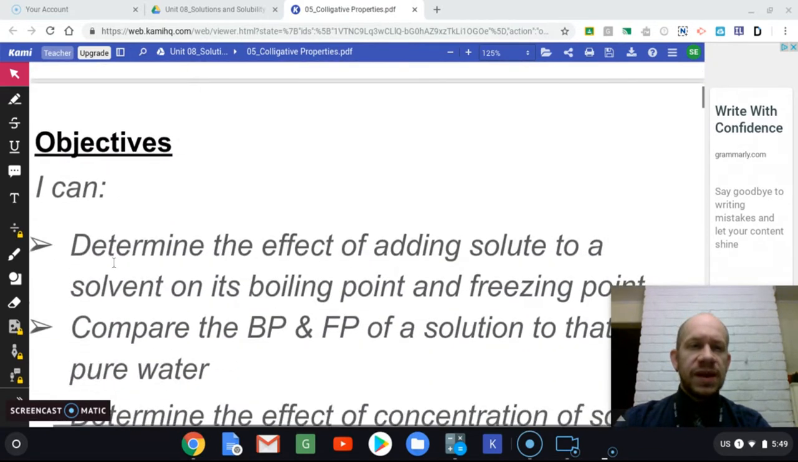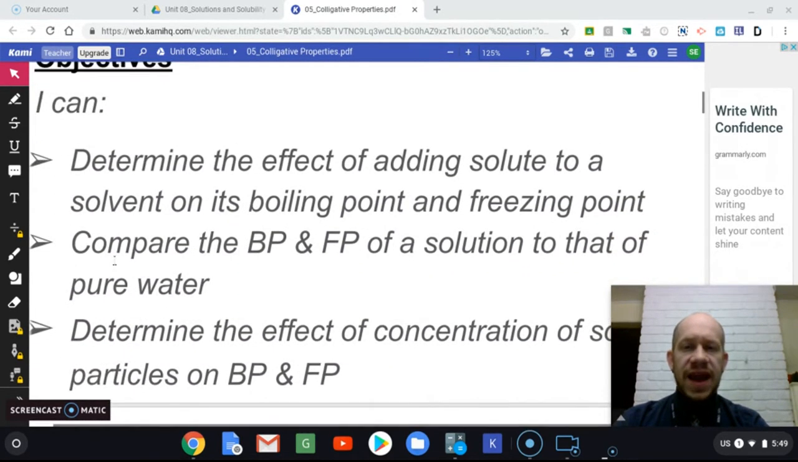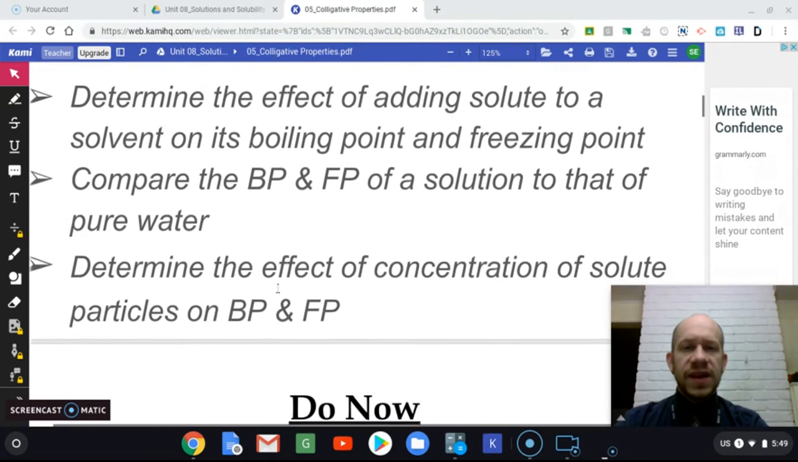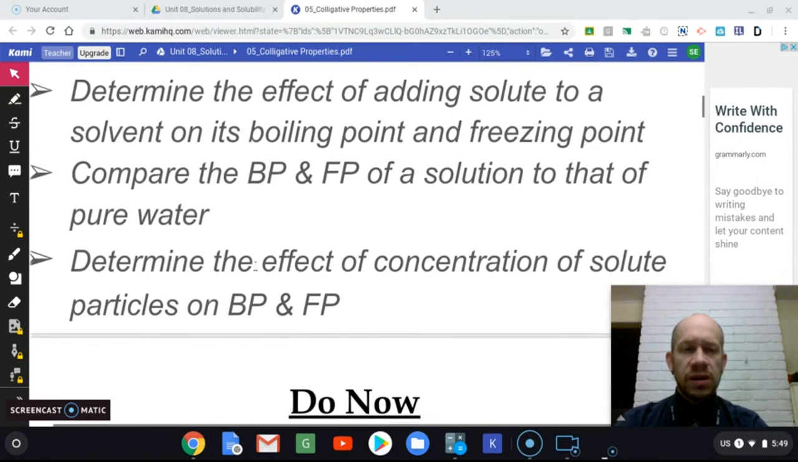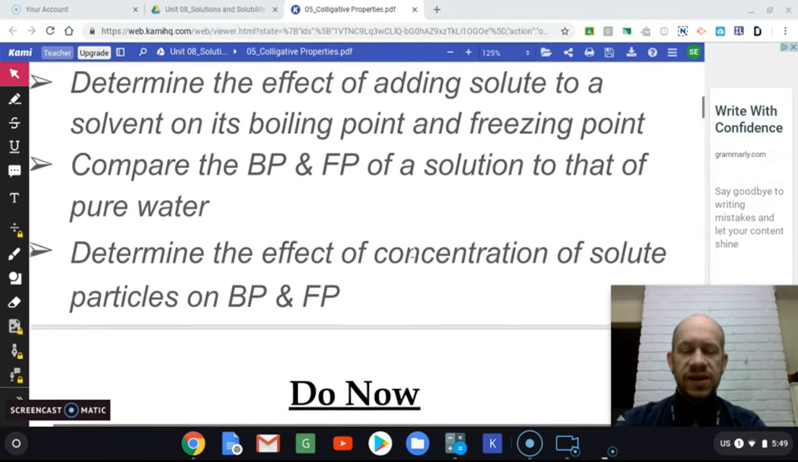The objectives of this lesson: I can determine the effect of adding solute to a solvent on its boiling point and freezing point. I can compare the boiling point and freezing point of a solution to that of pure water. And I can determine the effect of concentration of solute particles on boiling point and freezing point.